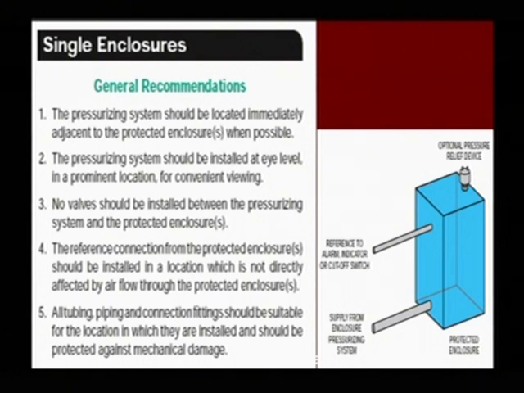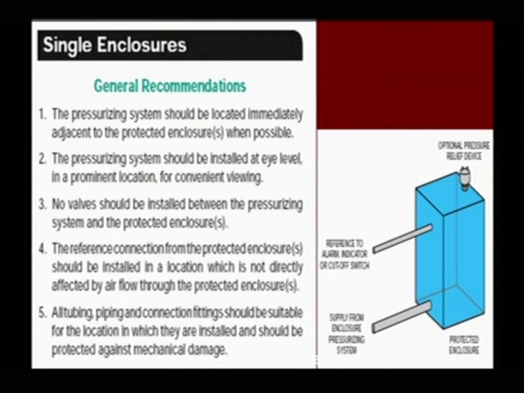If you are installing a Z purge or Y purge on a single enclosure, so here you have your protected enclosure. You've got your supply. You want to come in the bottom, and then you want to vent from the top, and then you've got your indication out here. A lot of times with this, some people will put a general purpose switch inside, on the back pan of the panel.